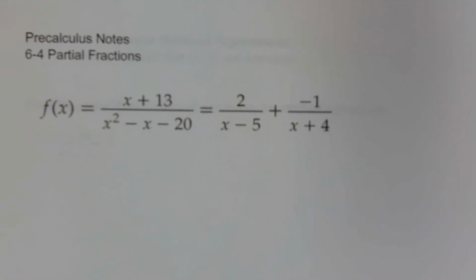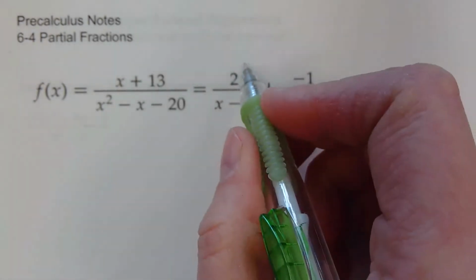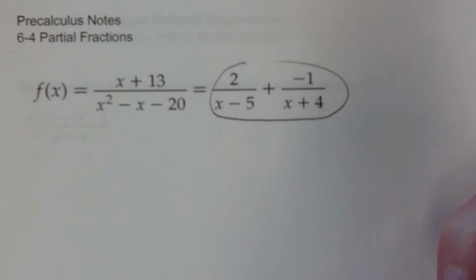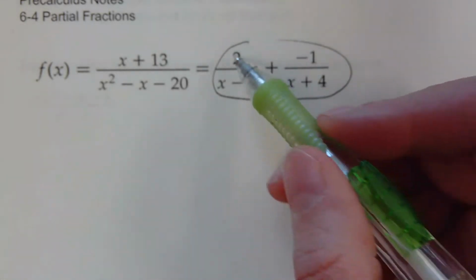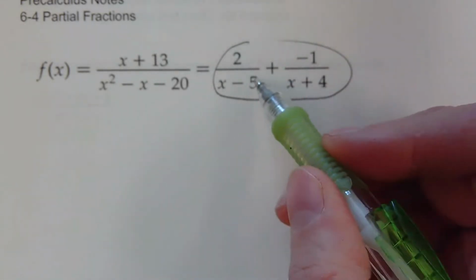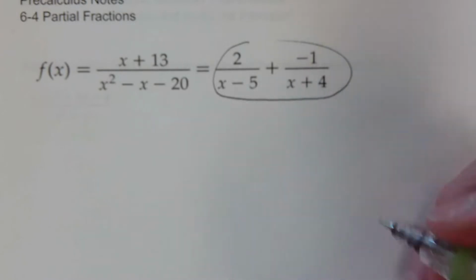These are our pre-calculus notes for 6-4 partial fractions. So we've spent a lot of time working with fractions like this and adding them together. And the way we add them together is by coming up with a common denominator. So I'd have to multiply my first fraction by x plus 4 over x plus 4, my second fraction by x minus 5 over x minus 5.